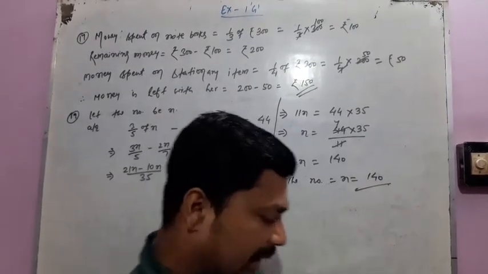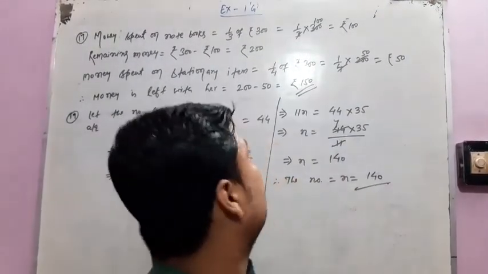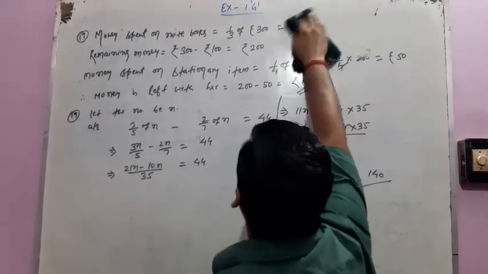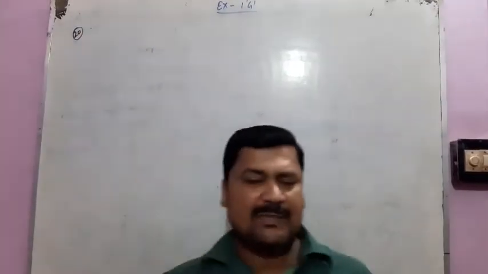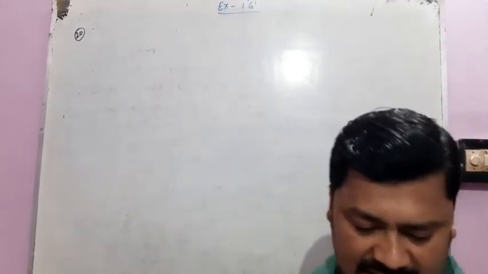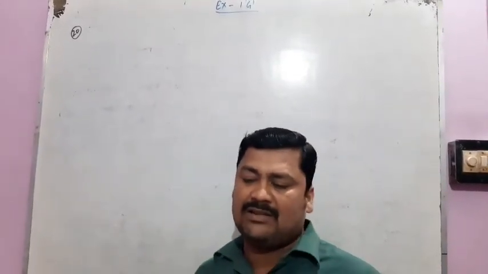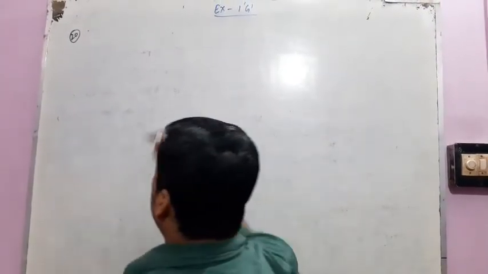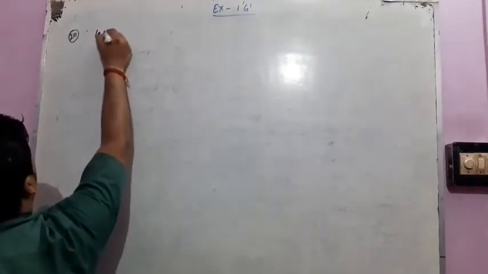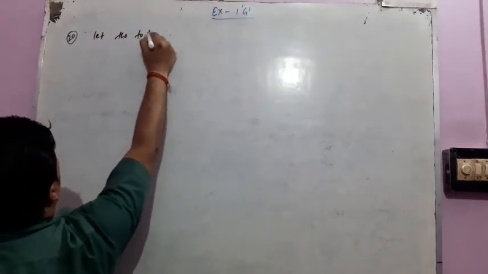Now move on to question number 20. At a cricket test match, 2/7 of the spectators were in a covered place while 15,000 were in the open. Find the total number of spectators. Let the total number of spectators be x.